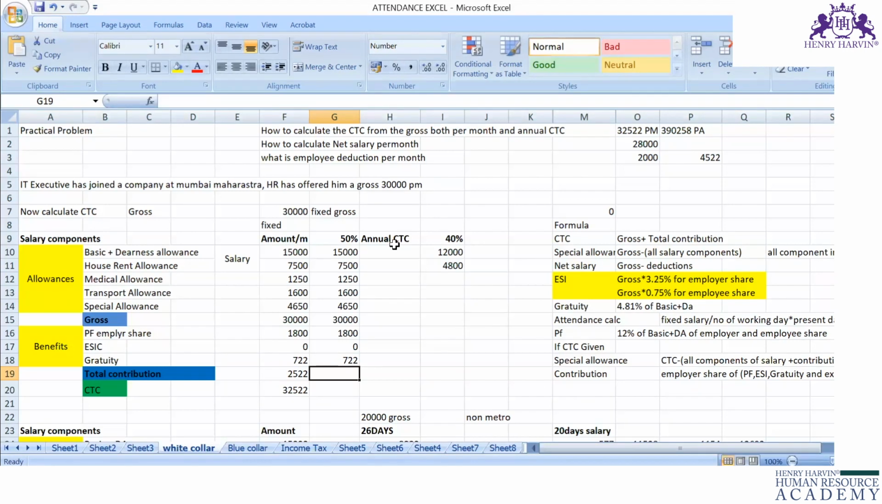But the formula for gratuity contribution is 4.81% into basic plus DA of the particular employee. So 4.81% of 15,000 is 722. Now, what is the total contribution? You have to sum up all the contribution areas, that is EPF, ESI, and gratuity. So this is the total contribution. Here I will say the contribution, not the benefit.